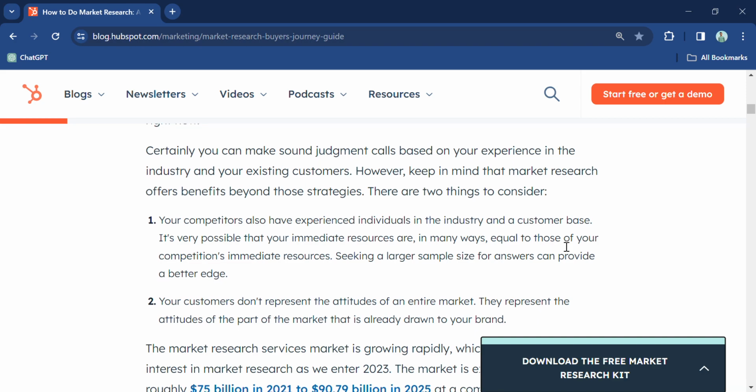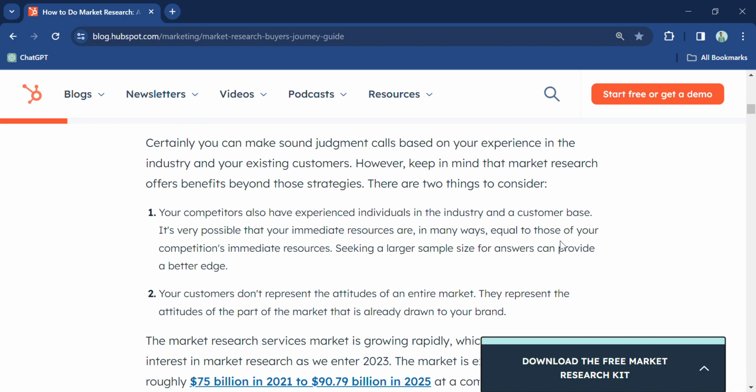Certainly, you can make sound judgment calls based on your experience in the industry and your existing customers. However, keep in mind that market research offers benefits beyond those strategies. There are two things to consider: your competitors, who also have experienced individuals in the industry and a customer base. It's very possible that your immediate resources are in many ways equal to those of your competitors' immediate resources. Seeking a larger sample size for answers can provide a better edge.